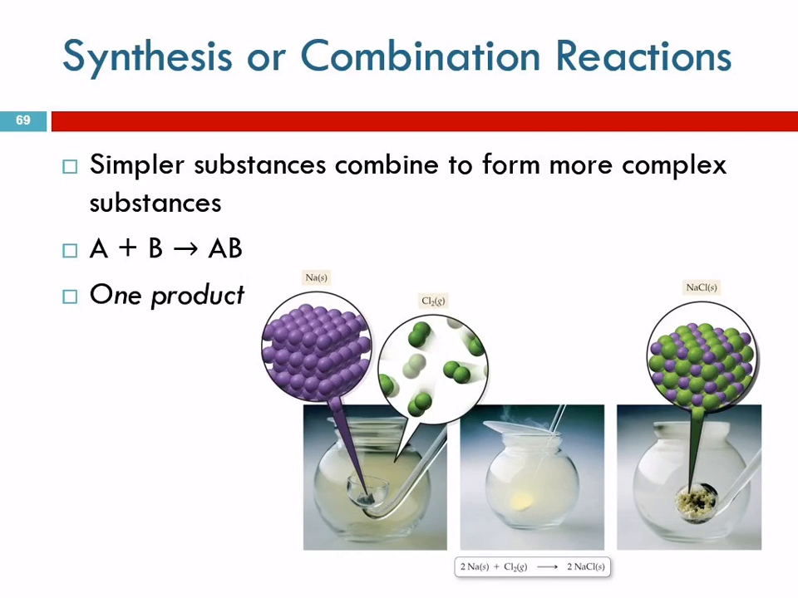An example is this reaction between sodium metal and chlorine gas. Here we have one element and another element, and they combine into one compound. A combination reaction, or a synthesis. We've made sodium chloride.